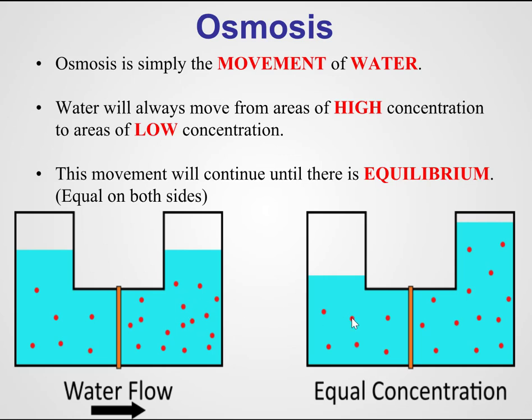So if we look at the second picture, we have equal concentration levels now. So I lost a little bit of water on this side and it moved on over. So again, like the Kool-Aid bottles, if I had two bottles, I'm going to add a little bit more water to the other one to make the concentration levels equal.